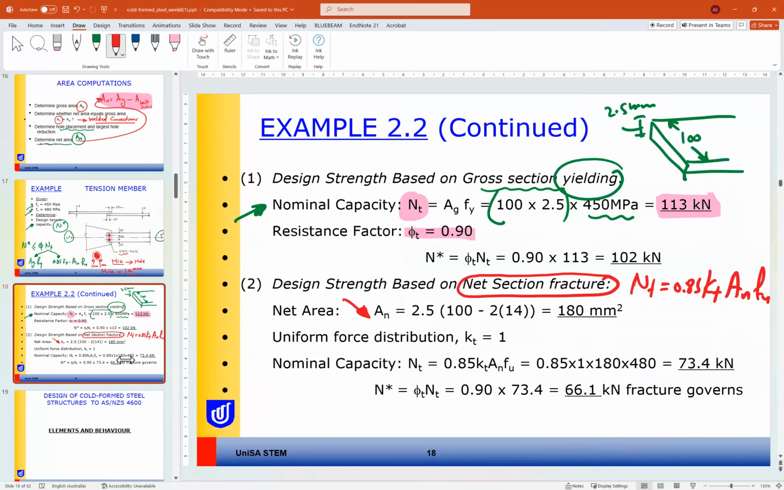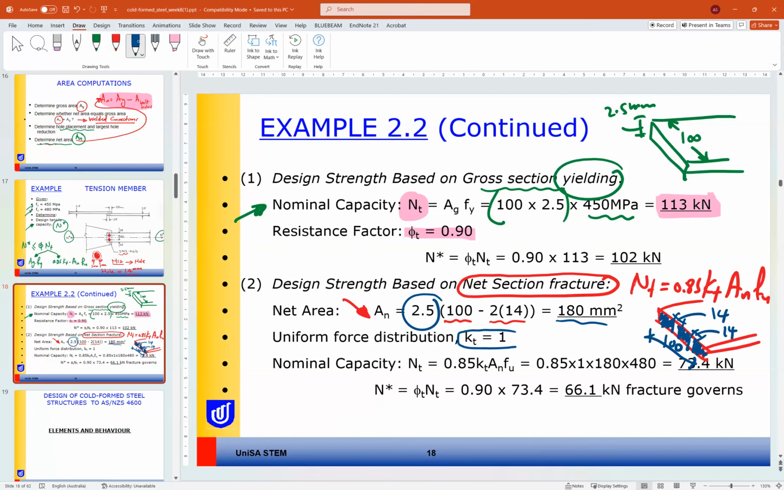So that's why area net will be 100 minus 2 holes. If we look at the section, we have one hole here, one hole here. These two holes are 14 each. So how much is the left part? The total is 100. So 100 minus 2 times 14, multiplied by the thickness 2.5, you get the net area.